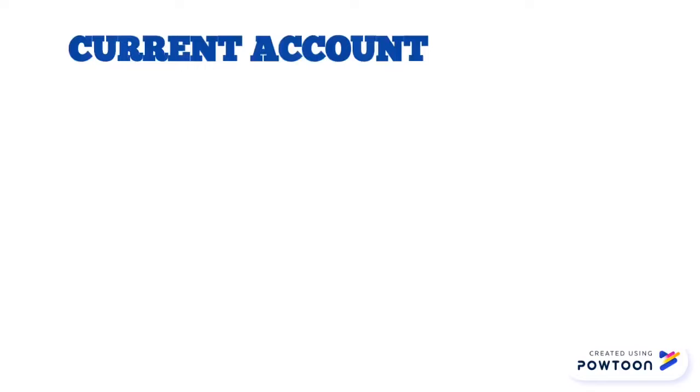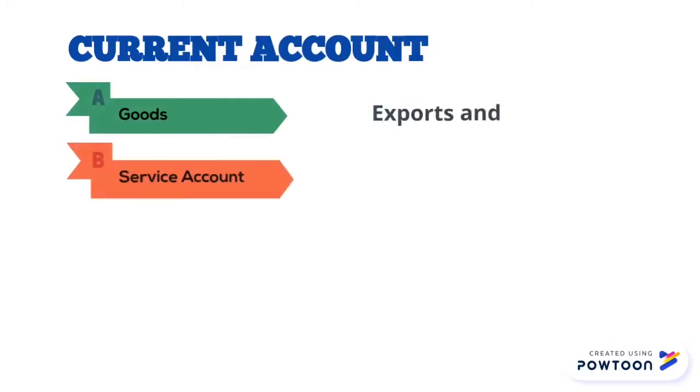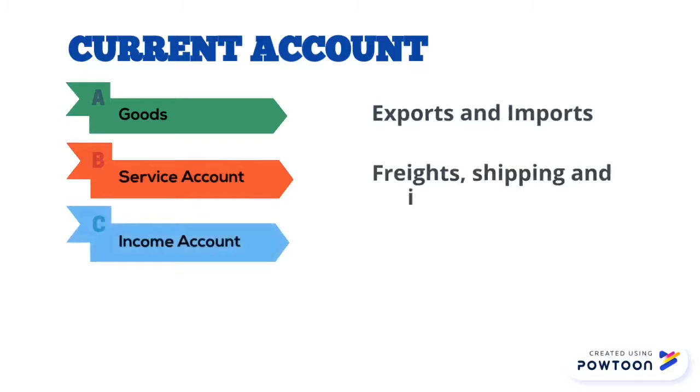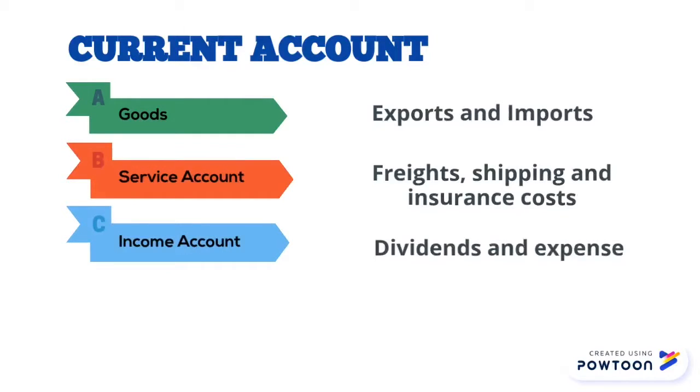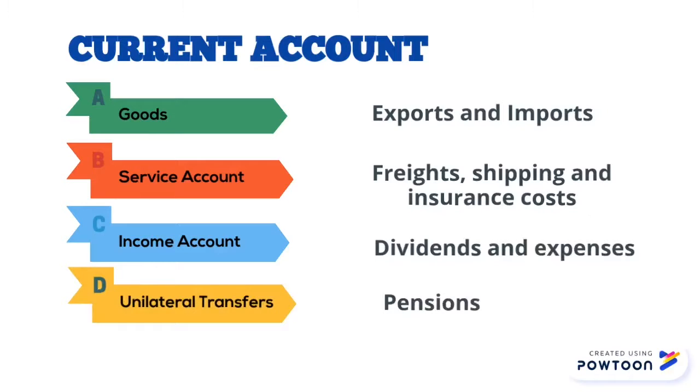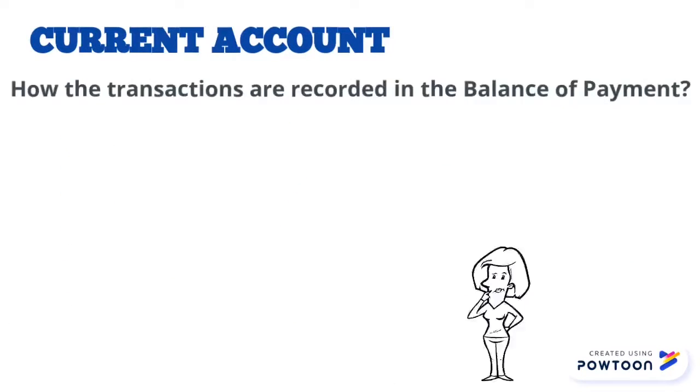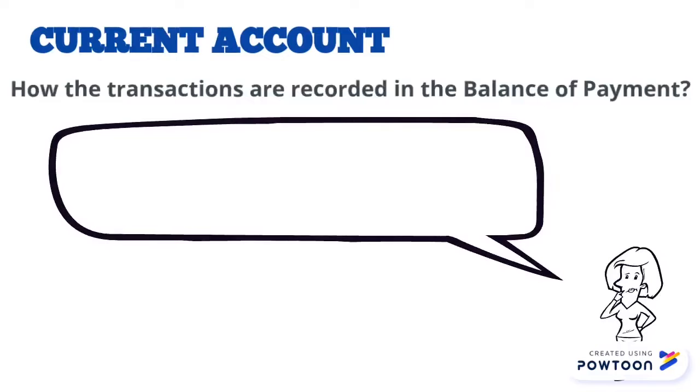As we said, the current account shows four components: goods, which includes exports and imports of merchandise; the services account, which includes tourism, financial charges, insurance, and transportation; the income account, which includes investment incomes; and unilateral transfers for pensions and transfers overseas. But how are these transactions recorded in the balance of payments?